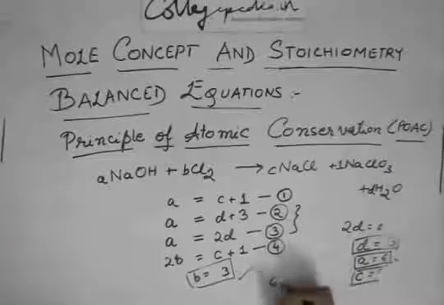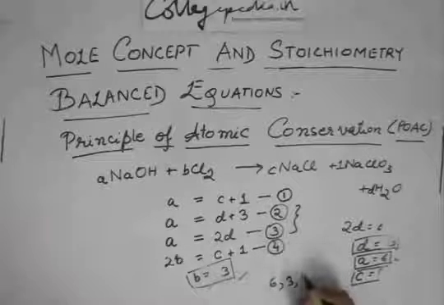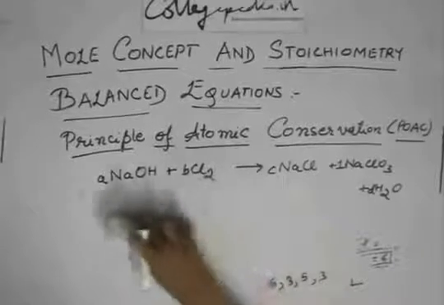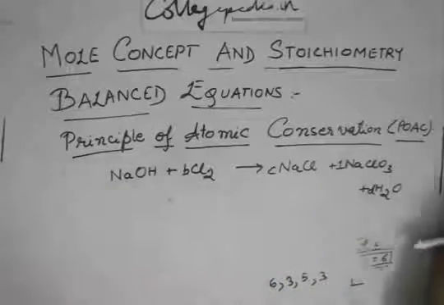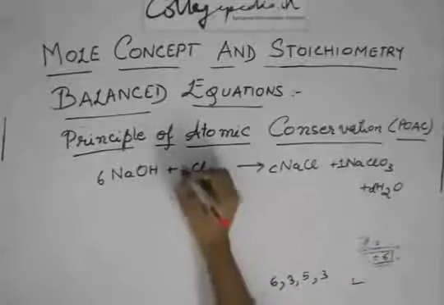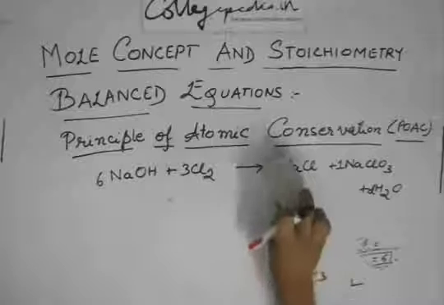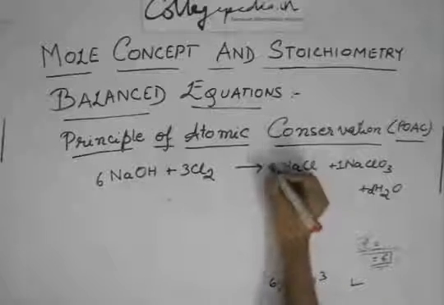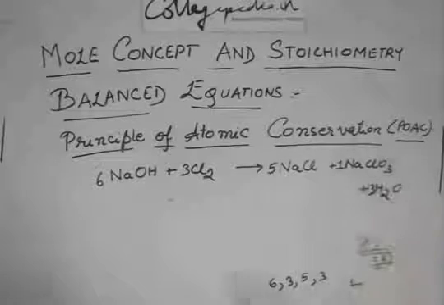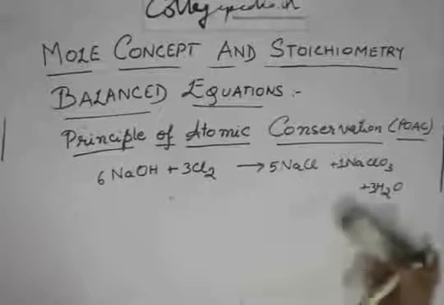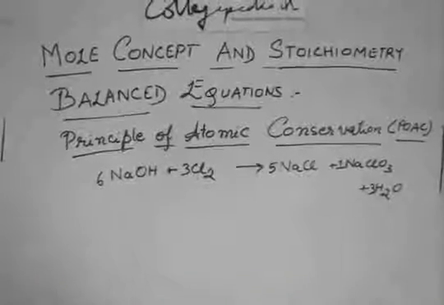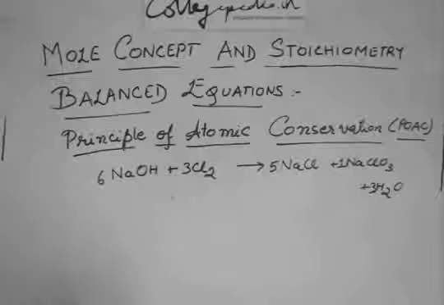A equal to 6, B equal to 3, C equal to 5 and D equal to 3. So the reaction would be 6, 3, 5 and then 3. So nothing much of anything, any complications, just that it will take a little bit of time.